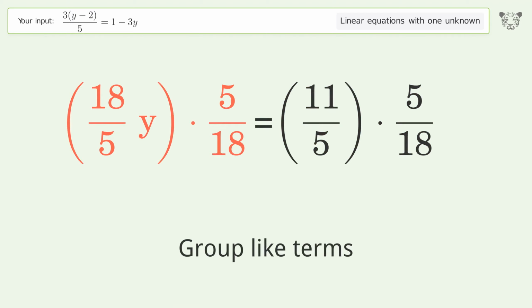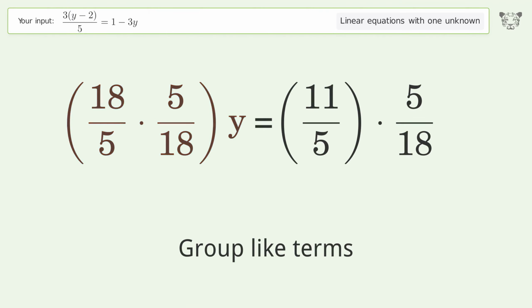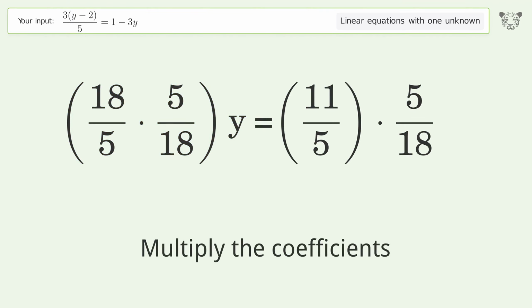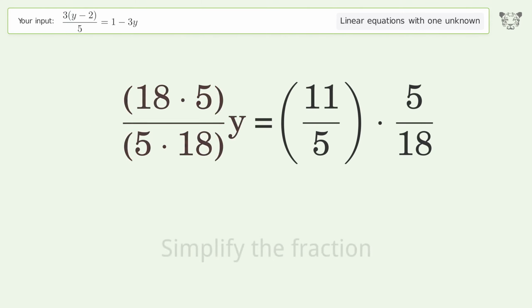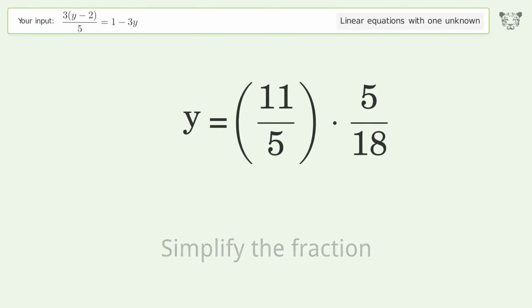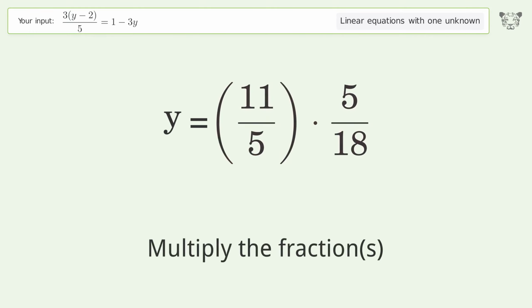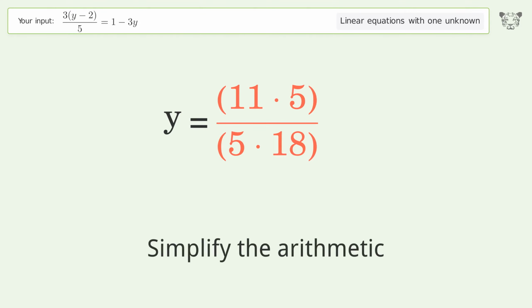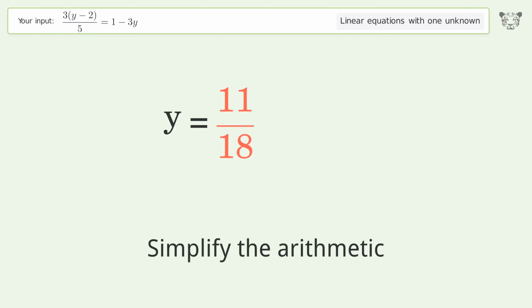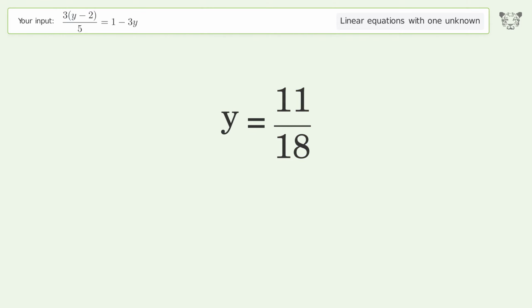Group like terms. Multiply the coefficients. Simplify the fraction. Multiply the fractions. Simplify the arithmetic. And so the final result is y equals 11 over 18.